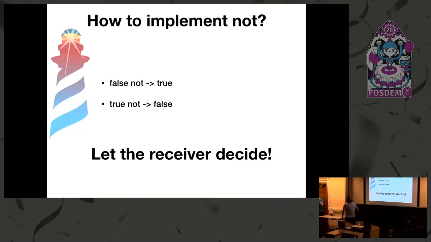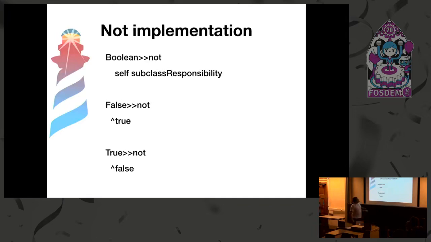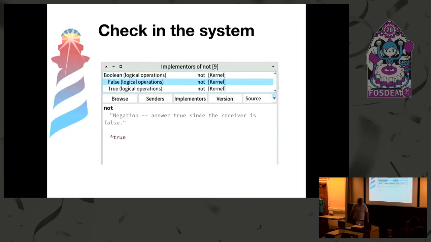For example, if we want to implement not, we have false not, which should return true, and true not should return false. We let the receiver decide. We will do it using polymorphism. So, for example, we will have three classes, one for all booleans with the common behavior, but one for false and one for true, because as with every object, even true and false are instances of a class, and the behavior of true and false is in their respective classes. And this is the implementation. And this is not just a theoretical thing. If you check in the system, if you inspect the methods and check their source code, and modify it, this is the implementation.